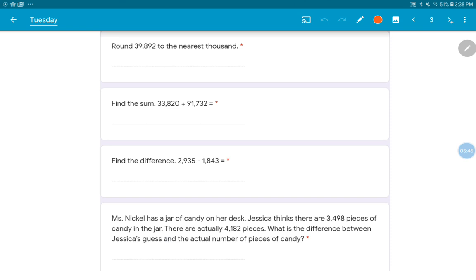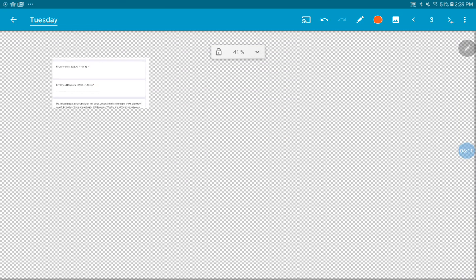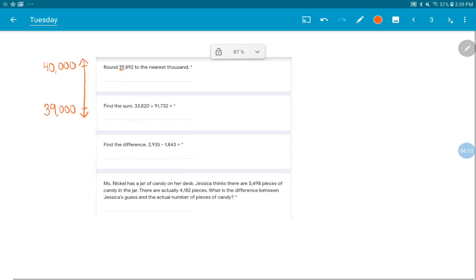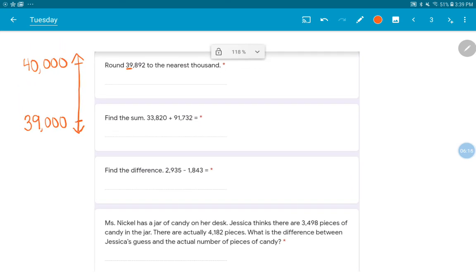Next, we're rounding 39,892 to the nearest thousand. So if I look at all the thousands, I have 39,000. 1,000 more than 39,000 would be 40,000. The midpoint is 39,500.